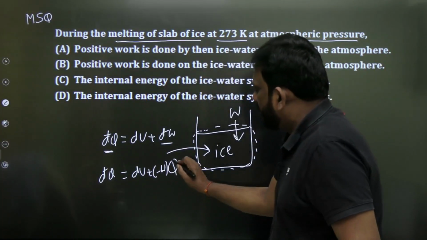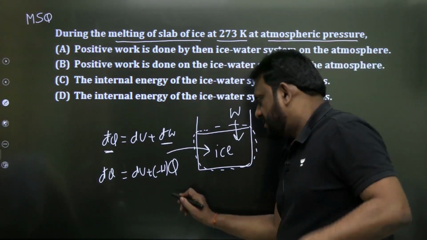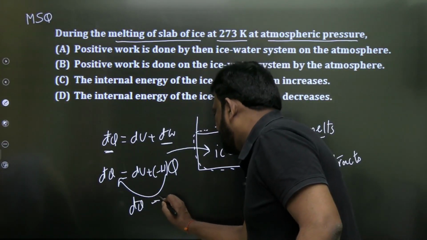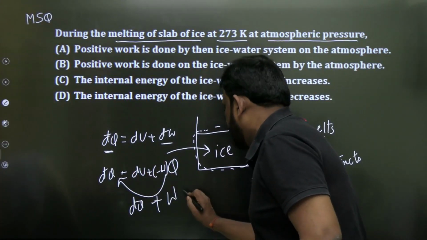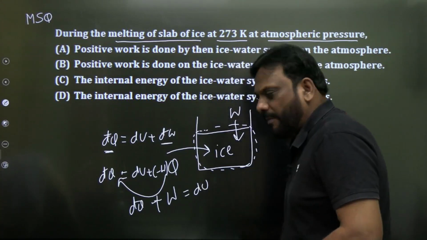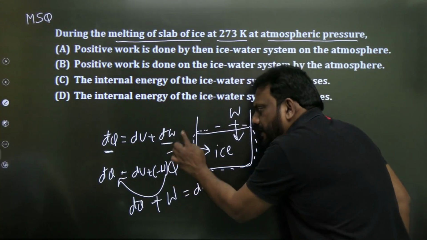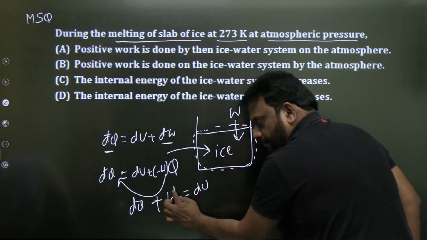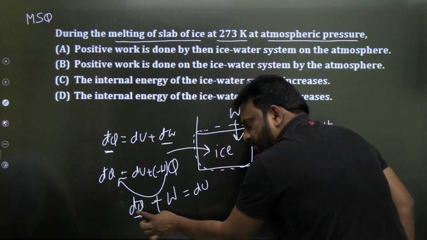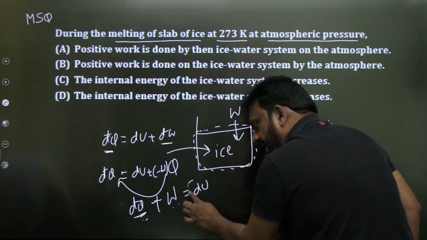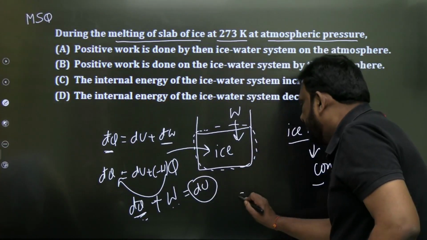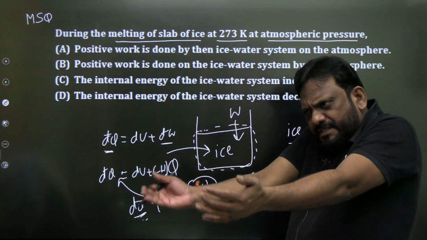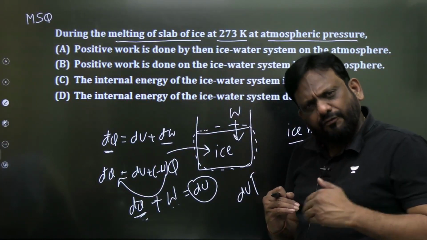Why are you writing minus w? Because work is done on the system. So you take it onto this side. So d'q plus w, this w will come to this side, is equal to dU. And you know, my dear students, on the right hand side it is negative, so when you take it to the left hand side, it will become positive. And heat supply is already positive. When these two are positive, dU will be positive, means internal energy is increasing. The common sense says it is absorbing heat, therefore it is melting.